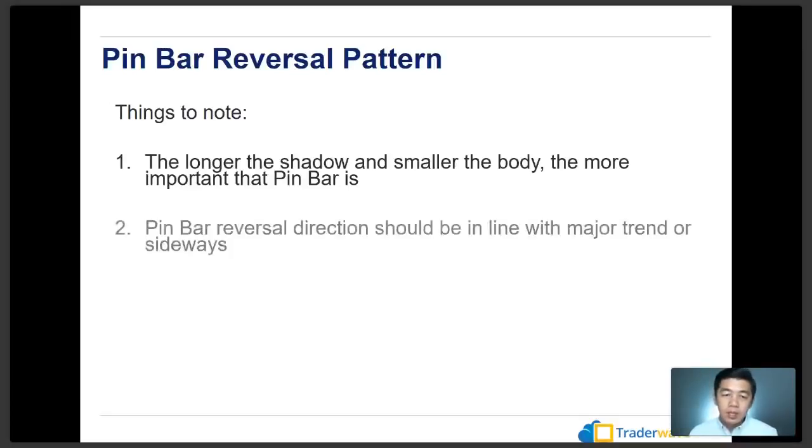And then a second thing to note about the pin bar is that the pin bar reversal direction should be in line with the major trend or sideways trend. What does this mean? It means that, let's say you notice a bullish pin bar appearing in a prior minor downtrend, you should take a look at what the major trend is. Is the major trend still up? If the major trend is still up, then you are looking to trade this bullish pin bar. But if the major trend is down and you see a bullish pin bar appearing, then you shouldn't try to trade this bullish pin bar because the major trend is still down. So later on, I will show you an example on that.